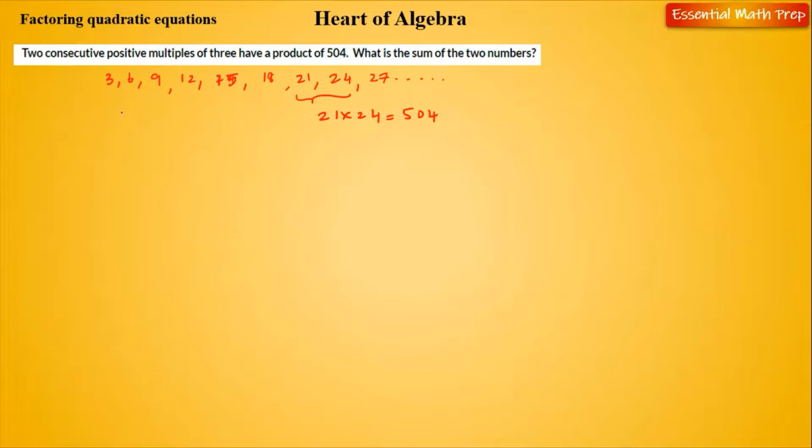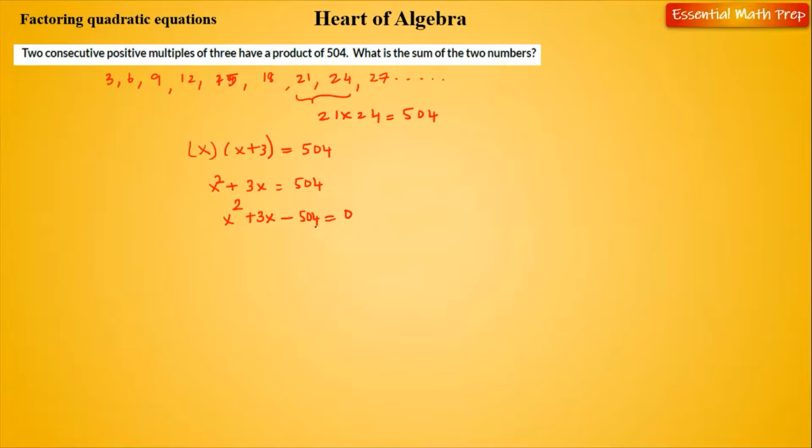If you're unsure of doing this method, there's another method that you can do. Because it says positive multiples of 3, if the number is x, then its multiple is x plus 3. Now this is equal to 504. And if you do x squared plus 3x equals 504, do you see why I got x times x plus 3? If x is 3, the next is x plus 3. And because it says the product is 504, I am multiplying those two. And x squared plus 3x minus 504 equals 0.